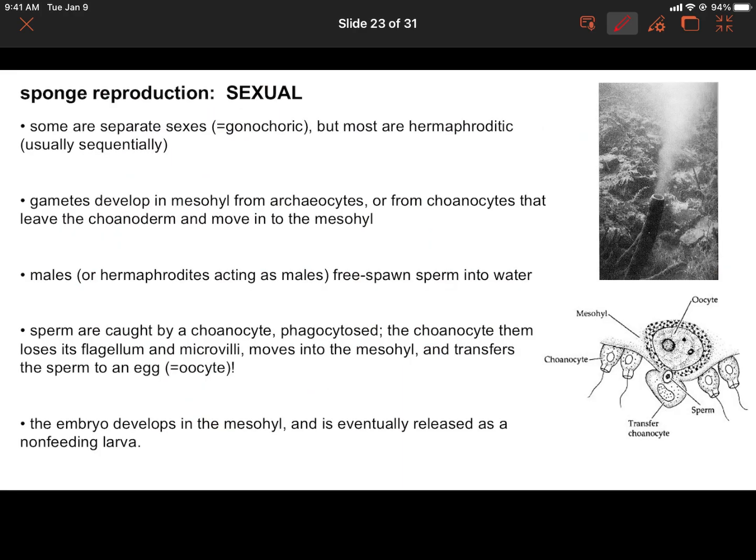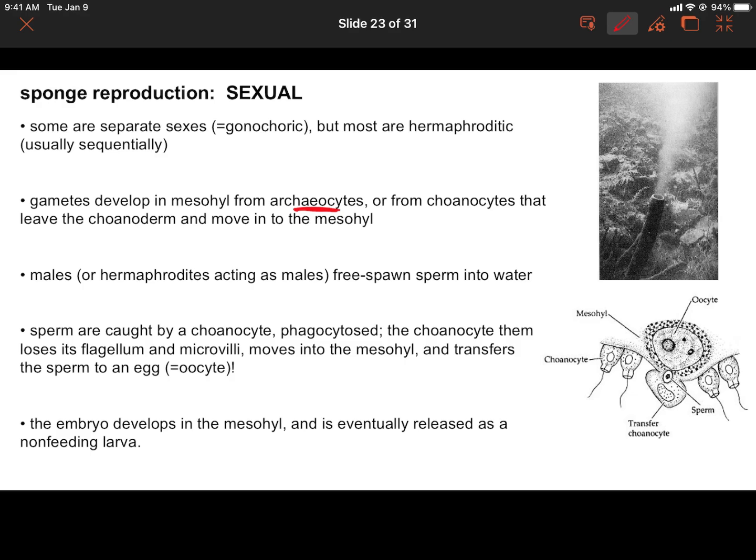Sexual reproduction in sponges is very complicated, and we actually know very little about it, but I'll just point out that most of them are hermaphrodites. So they're usually sequential hermaphrodites, males first, then females, but sometimes simultaneous. There are a few that are separate sexes as well. The gametes develop from archaeocytes, or they develop from choanocytes that dive back into the mesohyl and become archaeocytes. So eventually they form from archaeocytes, sperm or eggs, or both, depending on the group we're talking about.